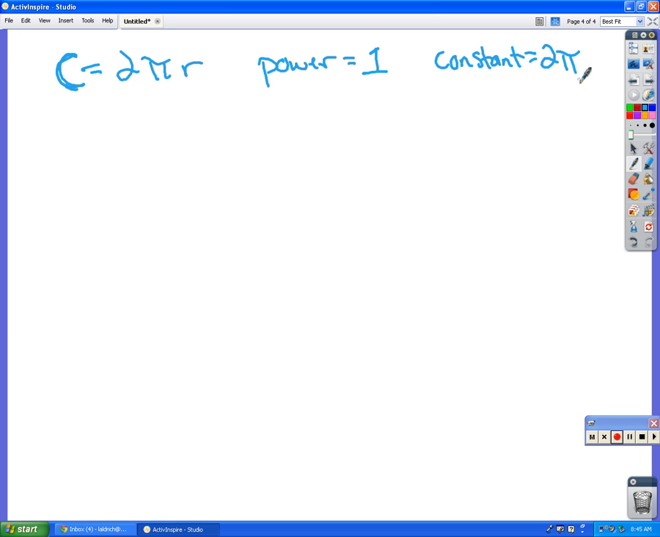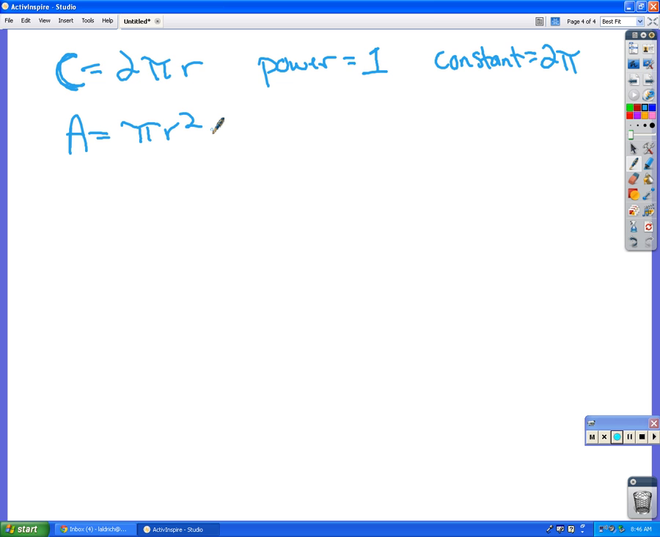Okay? So r is the variable. It's being raised to the first power, so that means the power is 1. 2 pi is the constant of variation because it's everything that's not the variable. Everything that's not the variable is the constant.